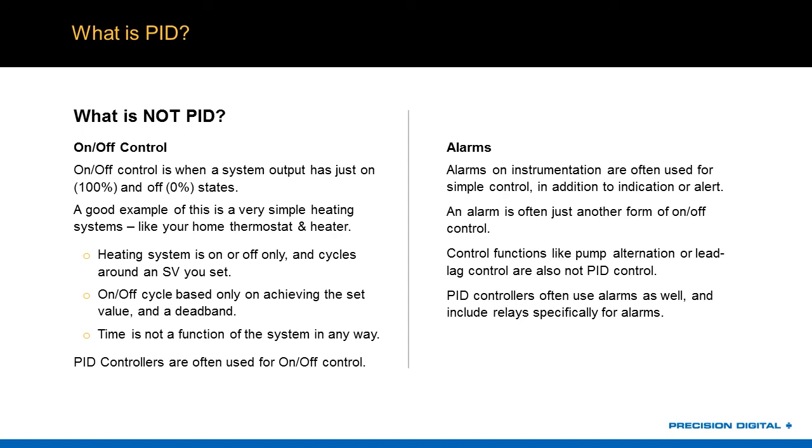The other one is alarming. People oftentimes just use alarms as control elements. Hey, I want an alarm to go off when I reach a certain temperature. When I hit a certain level, I want an alarm to go off. I want to turn on a pump. Okay, great. Really what you're doing there is using your alarms to function as on-off controllers. And again, that's a fine way to do it. We'll talk about that in a little bit, but it is not true PID control.